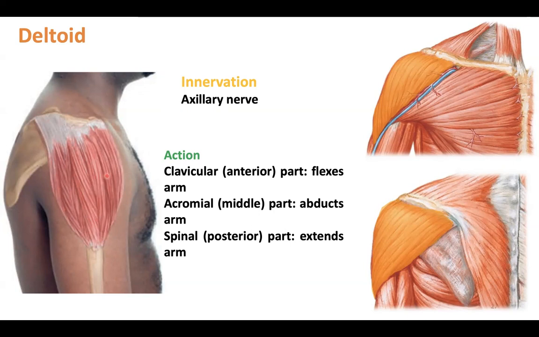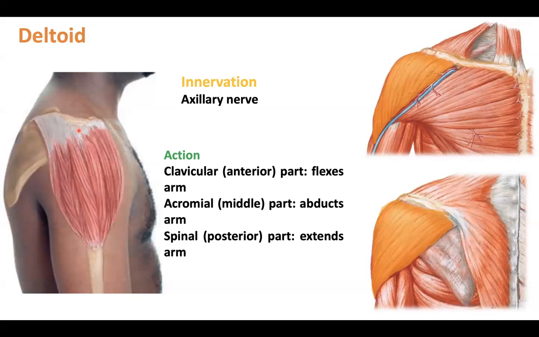When you see its action, the clavicular or anterior part flexes the arm. The spinal or posterior part extends the arm. But the middle or acromial part abducts the arm. So the main action of deltoid is abduction. When all 3 fibers work together, they will abduct our arm. But deltoid cannot initiate abduction. Abduction, we'll see later, is initiated by supraspinatus muscle. The first 15 degrees of abduction is by the supraspinatus muscle. After that, deltoid will take over.